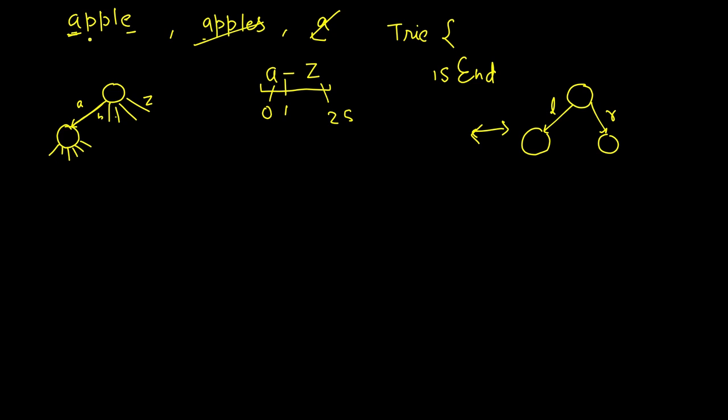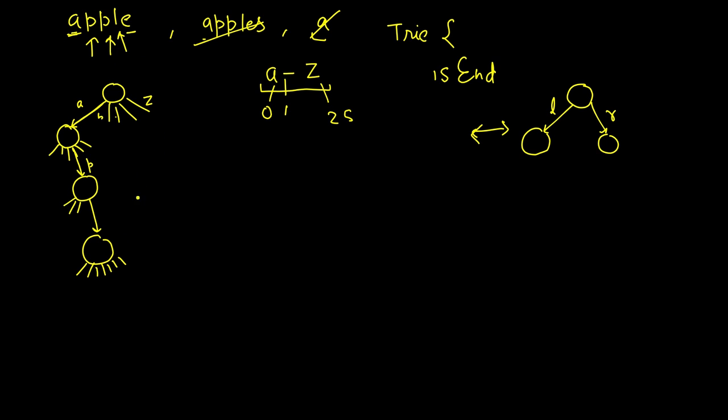And next we will come here. We will see the next letter is P. P is the 16th character. So we will take the 16th child and come here. We will see if a node exists or not. If not, we will create it. And we come here. Again, next is P. So we again look at its 16th child. Again, if it's null, we create one. And it will have 26 null children.